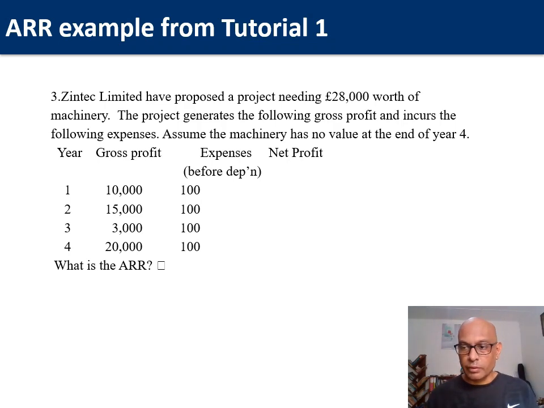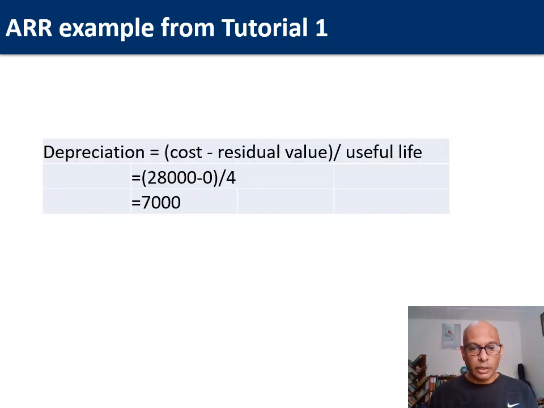Now, let me just erase this. So depreciation is the same formula which I showed you earlier, cost minus residual value. The cost is 28,000, you can see that in the previous slide. Residual value is 0. Useful life is 4 years, and the answer is 7,000. So that's your depreciation every year.